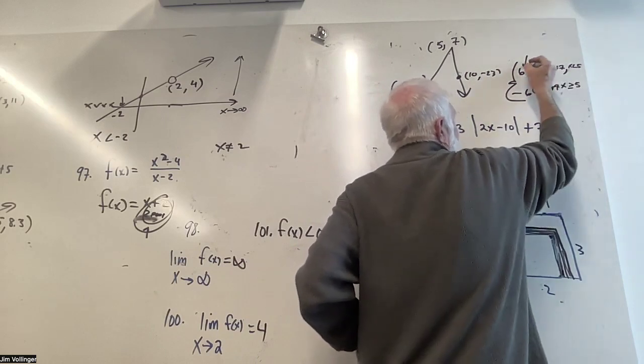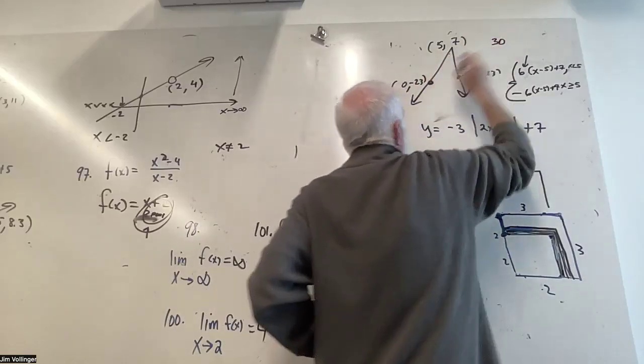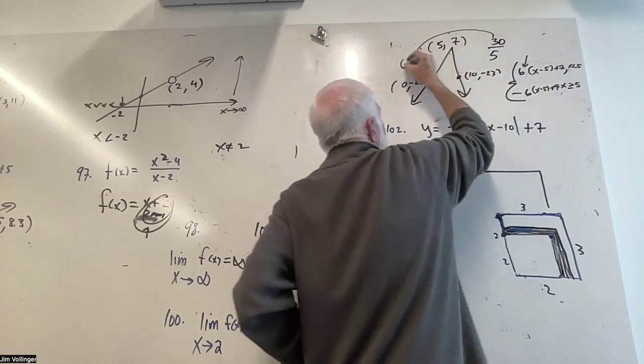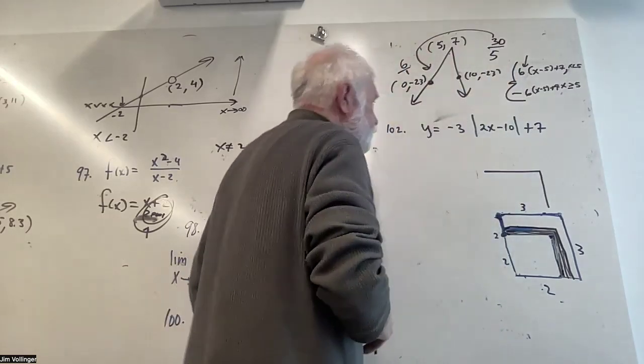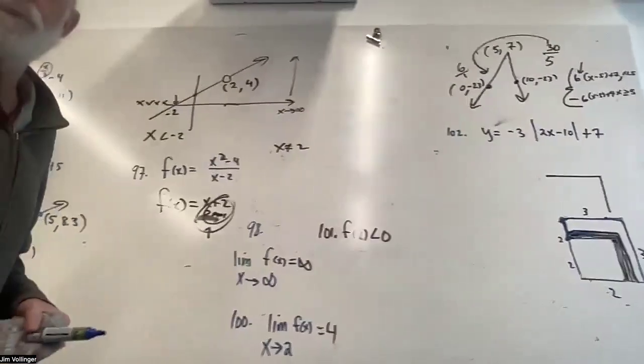And let's just prove that it's 6. How do you get from -23 to 7? You go up 30. How do you get from 0 to 5? You go up 5. Sure looks like that's a 6-to-1 ratio to me. Done with that one. All right, we got 4 or 5 more problems to do.